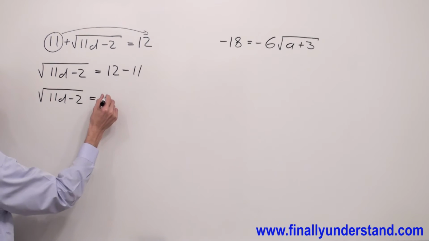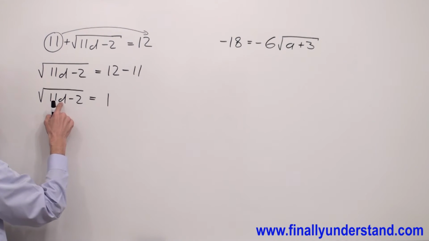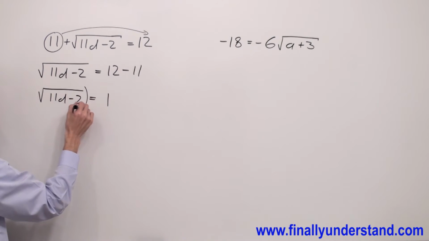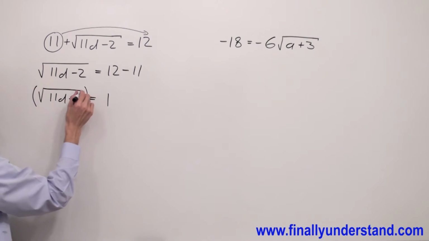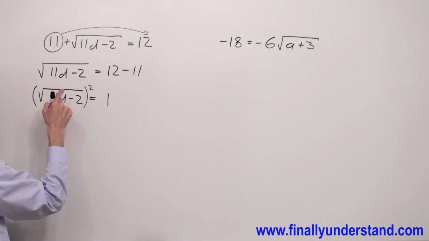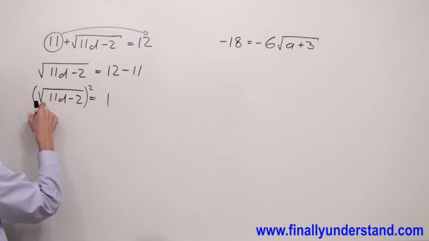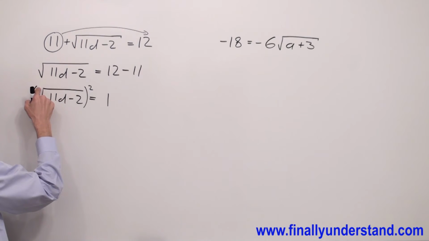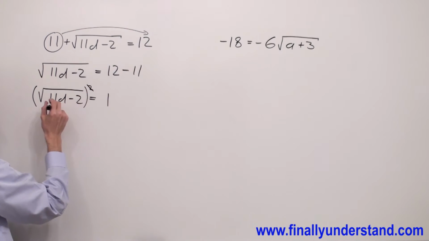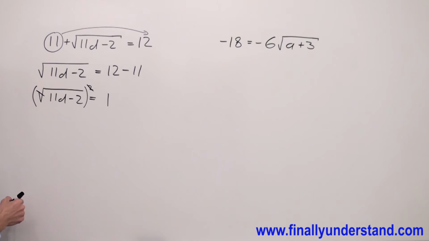12 minus 11 is equal to 1. In order to find d, I have to eliminate the radical. I have to raise the radical to the second power. Remember, anytime you want to eliminate a radical, you're supposed to raise that particular radical to the power which is equivalent to the index. In this case, I have index 2. Anytime there is no number next to the radical, there's always an invisible 2.